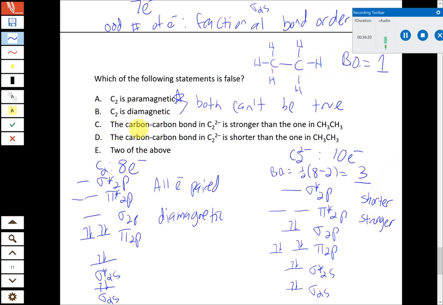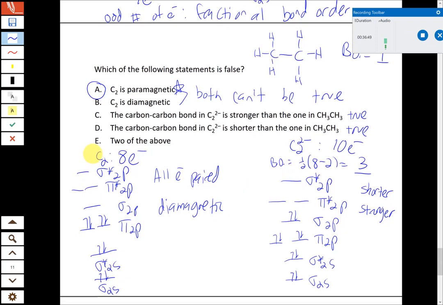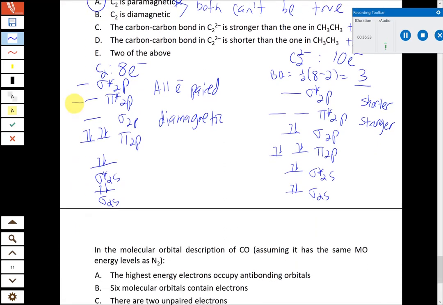So choice C, the carbon-carbon bond in C2 2- is stronger than the one in CH3CH3. That should be true. It's a triple bond versus a single bond. Choice D, the carbon-carbon bond in C2 2- is shorter than the one in CH3CH3. That is also true. The triple bond should be shorter than the single bond. So both C and D are true, which means that the only false statement is choice A, that C2 is paramagnetic. It took us a while to go through all those. There were 2 diagrams we had to consider and a few different answer choices, but the only one that's actually false is choice A.